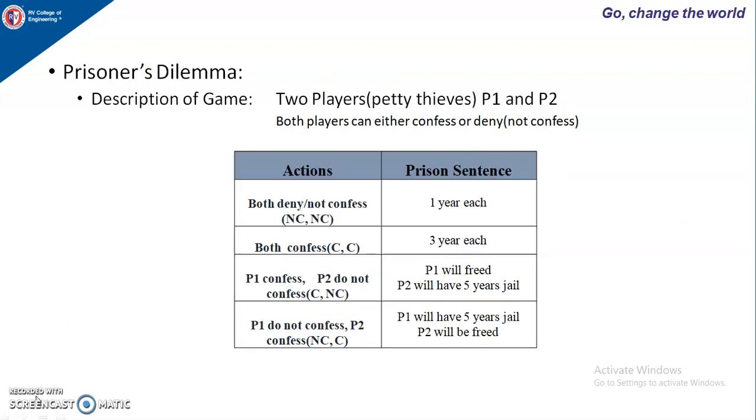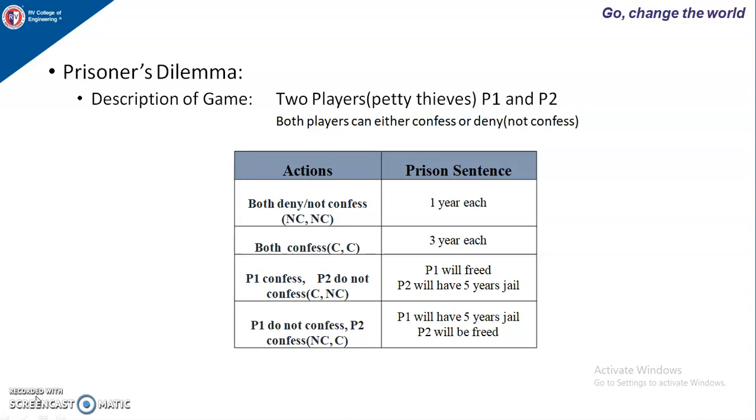One example of a strategic game is the Prisoner's Dilemma game. Here, there are two petty thieves, player 1 and player 2, caught on a theft, but there is no eyewitness. So the interrogators will devise a plan like this. Both of them will be put into separate cells and interrogated, and the actions available to them will be confess or deny, that is, do not confess. If both thieves do not confess, it means there is no witness for their theft, so there will be a prison sentence of 1 year.